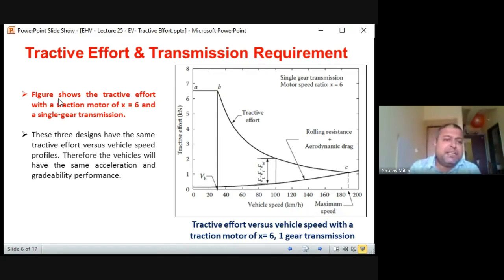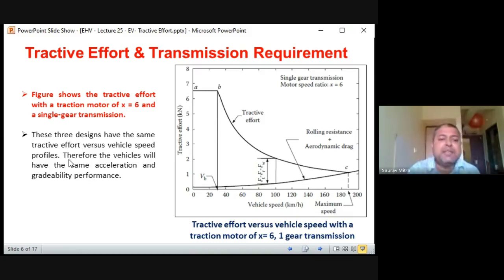Here you're finding that the figure shows the tractive effort with a traction motor, x is equal to 6. The kind of motor we can use here is an SRM, that is a switched reluctance motor, with a single gear transmission. This is the kind of thing which is there in Activa. It's a single gear transmission, so there is no change of gear possible. If you try to increase the speed of the vehicle too much, you'll find torque is less. So at higher speed, if you are trying to go through an incline or something, the vehicle might not go up, because as you are increasing speed, the vehicle torque is actually reducing.